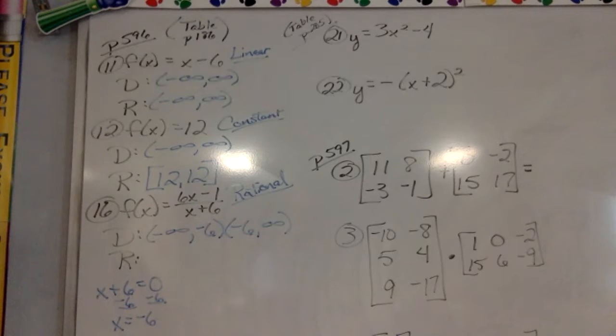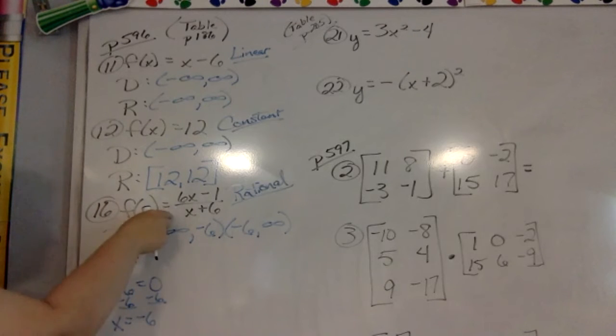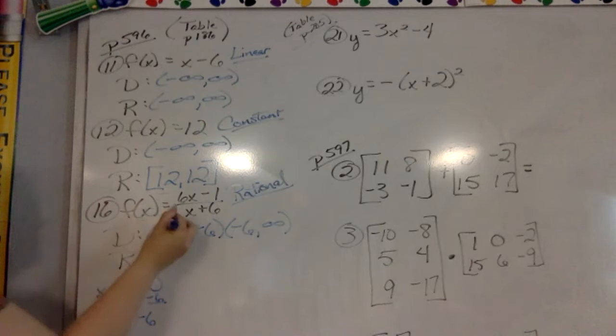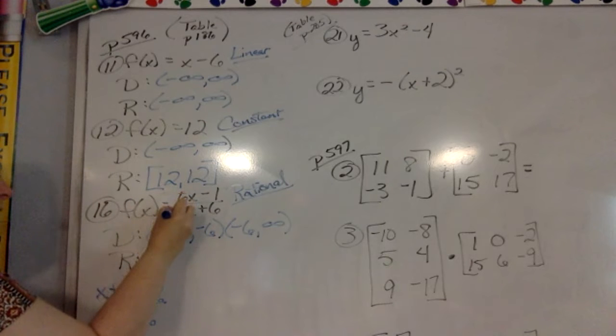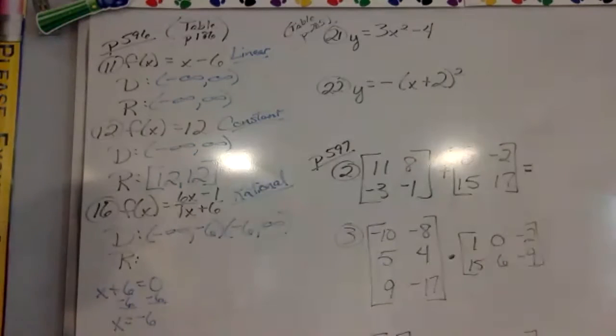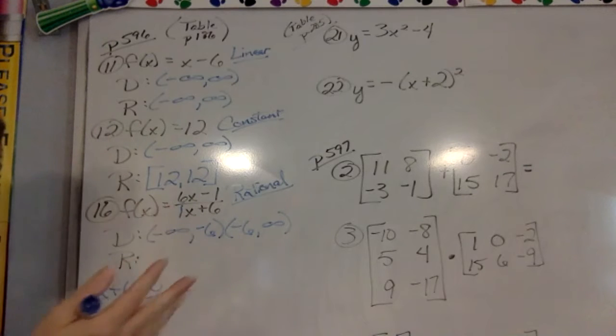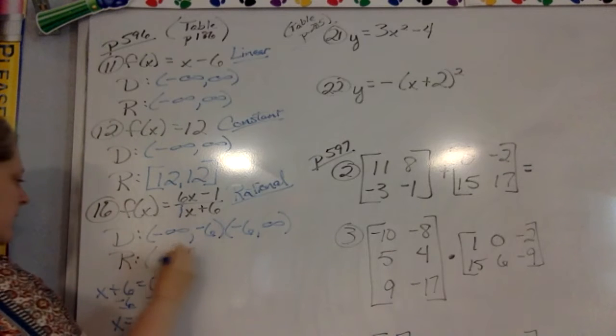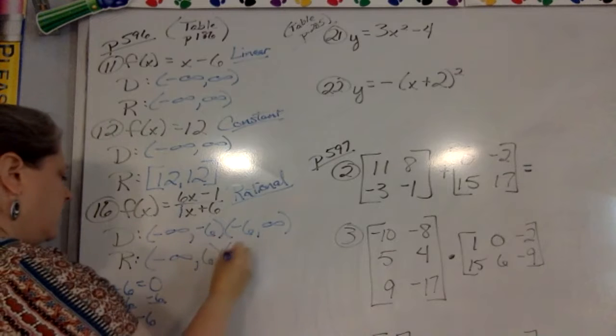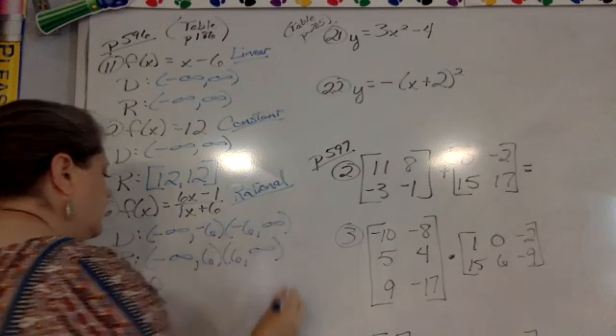Now for my range, it says it's all real numbers except the ratio of the leading coefficients. So my leading coefficients are the two numbers in the front here, okay? So what's my ratio of 6 over what's here if there's nothing written? 1. So 6 over 1 is just what? 6. Yeah. So our range value can be any number except 6. So it's going to go from -infinity to +6, from +6 to +infinity.